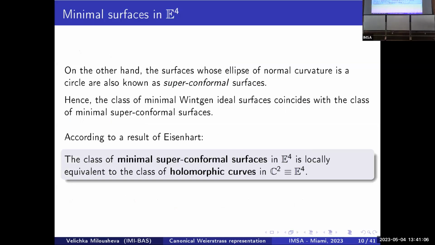On the other hand, the surfaces whose ellipse of normal curvature is a circle are also known as superconformal surfaces. Hence, the class of minimal Wintgen ideal surfaces coincides with the class of minimal superconformal surfaces. And now we can apply the result of Eisenhart, which states that the class of minimal superconformal surfaces in E4 is locally equivalent to the class of holomorphic curves. So the first class, in which K squared minus kappa squared is equal to 0, is described as holomorphic curves.